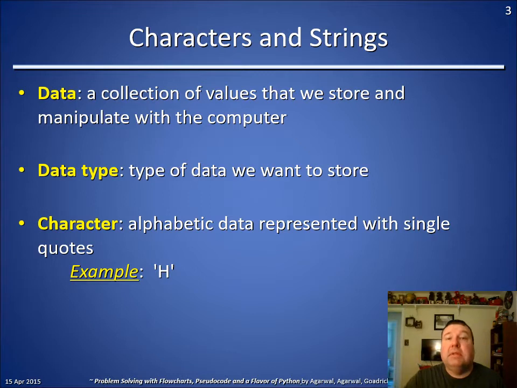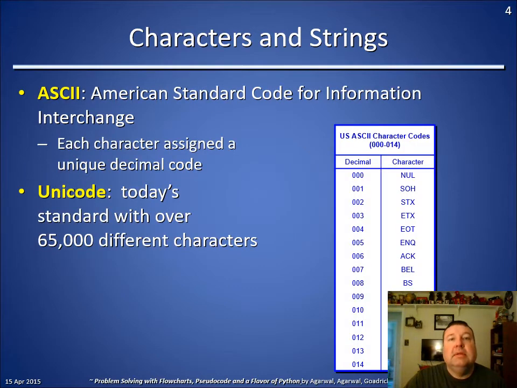So to go over a couple of definitions for characters and strings, data is a collection of values that we store and manipulate with the computer. The data type is the type of data we want to store. It could be an integer, a string, which we'll cover in a little bit. A character is alphabetic data within single quotes. So if you have just one character, you can use single quotes instead of double quotes, which we talked about before. You'll see both examples later.